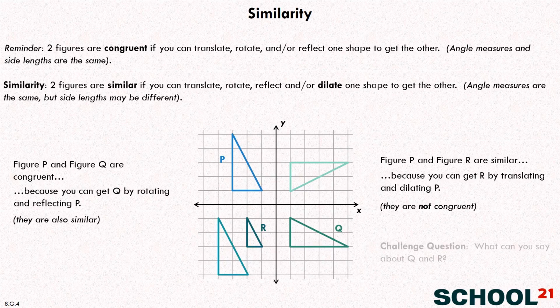Now here's an interesting question. What can you say about Q and R? Well, it looks like you could probably rotate Q and reflect it to get back to P, and then go ahead and do the same translation and dilation. So eventually you could get from Q to R. So they're also similar, but because you need a dilation, they're not congruent.